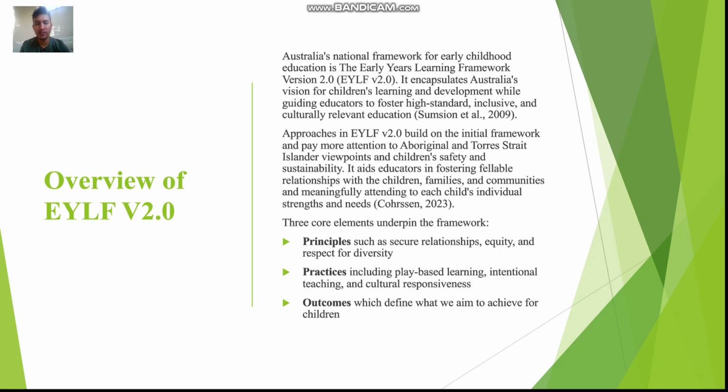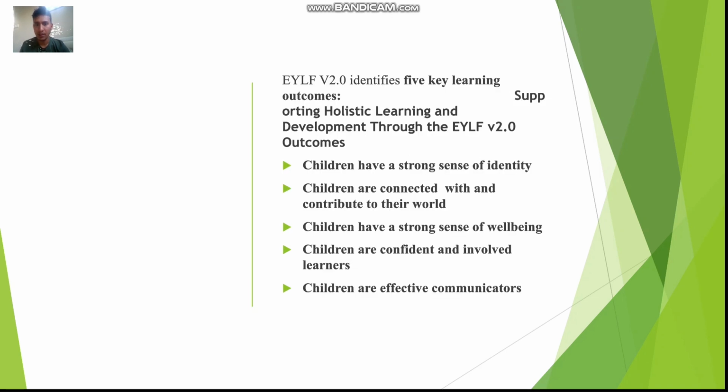This framework is underpinned by three core elements. The first one is principles, such as secure relationships, equity, and diversity. The second one is practice, such as play-based learning and intentional teaching. The third one is outcomes, which define what we aim to achieve for every child. Moving on to the next slide.